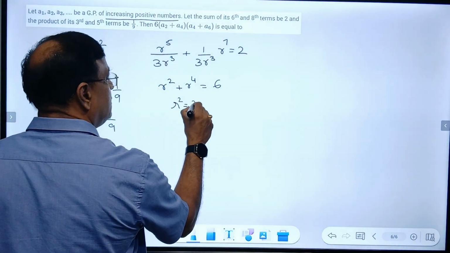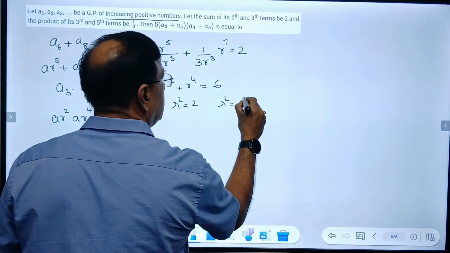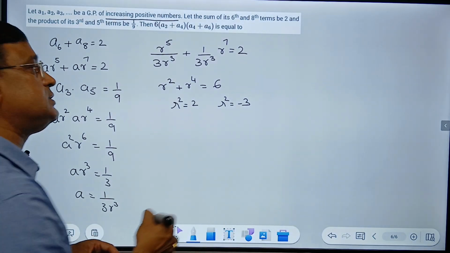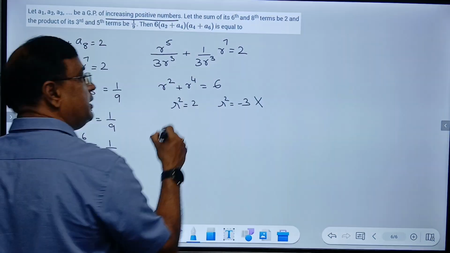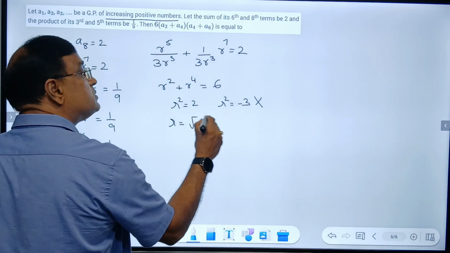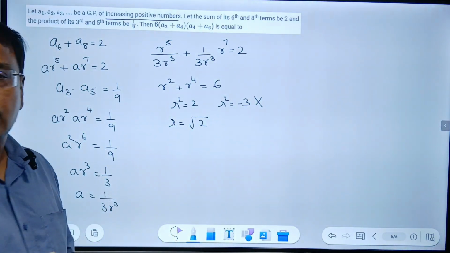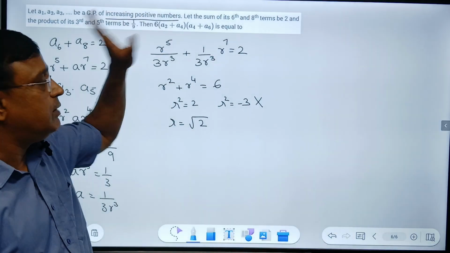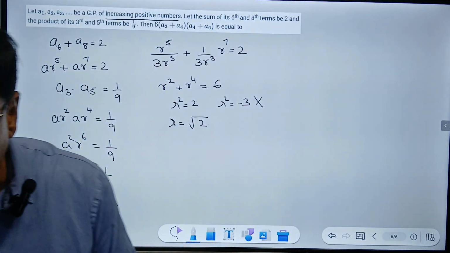Now if you factorize this, I am getting r square equal to 2. You can factorize it. And r square equal to minus 3. Clearly r square cannot be minus 3. It's invalid. Square cannot be negative number. So r will be positive square root of 2. Negative square root is not allowed because it's an increasing positive number. I hope that is very clear to you.